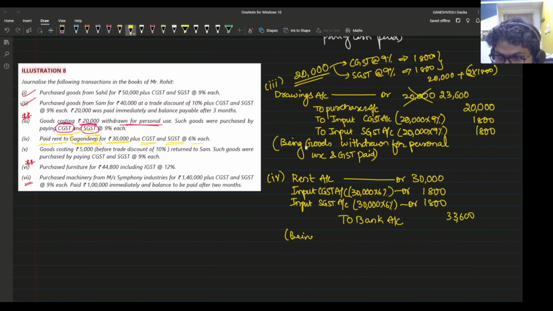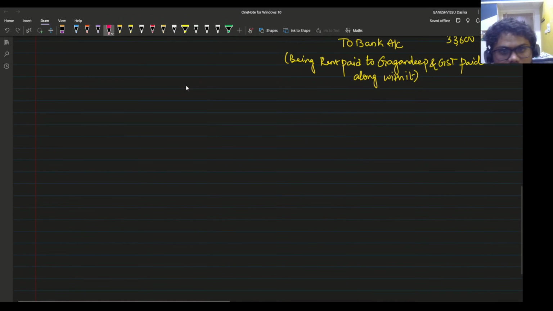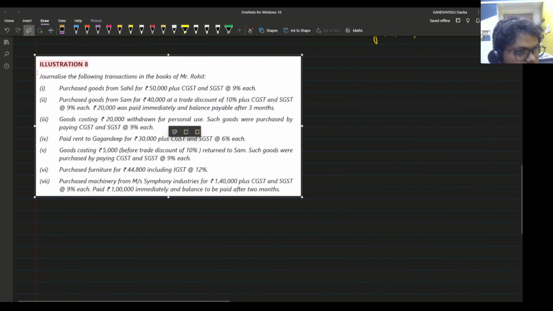Being rent paid to Gagandeep and GST paid along with it. This would be the narration. That would be simple, right? So we have also completed both the third and fourth transactions. Okay. Now in the next part, we are going to see the remaining three transactions.